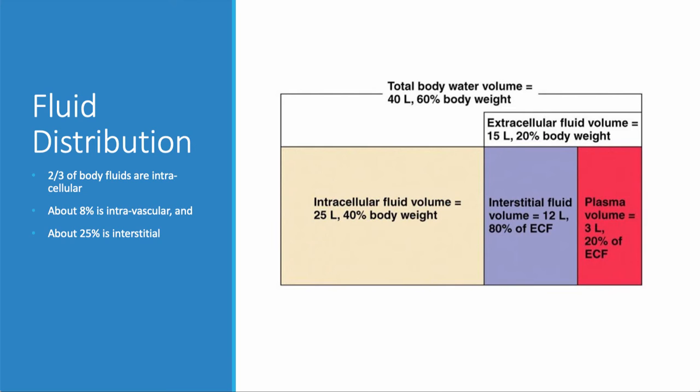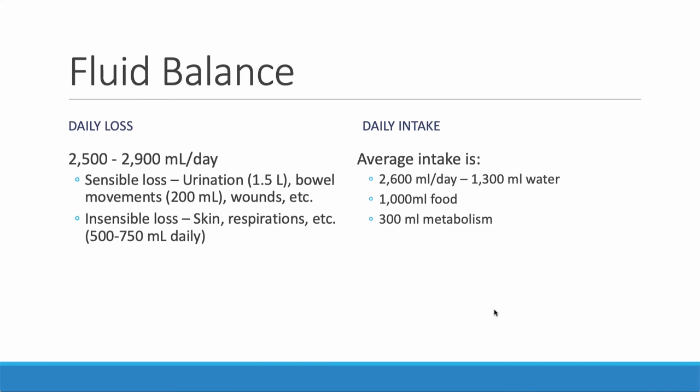Remember that fluid distribution is a function partly of the kidneys. About 2/3 of the body fluids are intracellular. What surprises me is that 25% of the body fluid is interstitial. Can you imagine? 25% is interstitial in the third space. I thought we weren't supposed to have anything in the third space, right? Well, it turns out we do, and it's quite a bit of fluid in that third space.